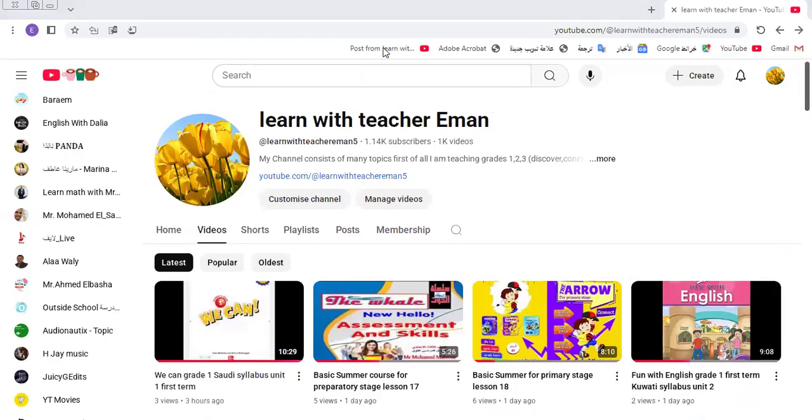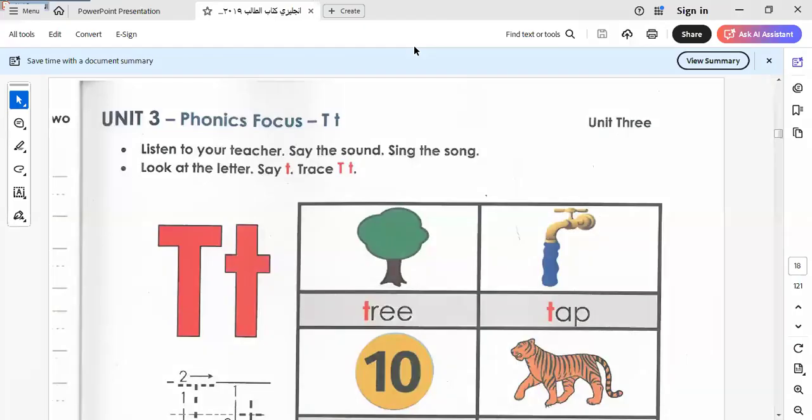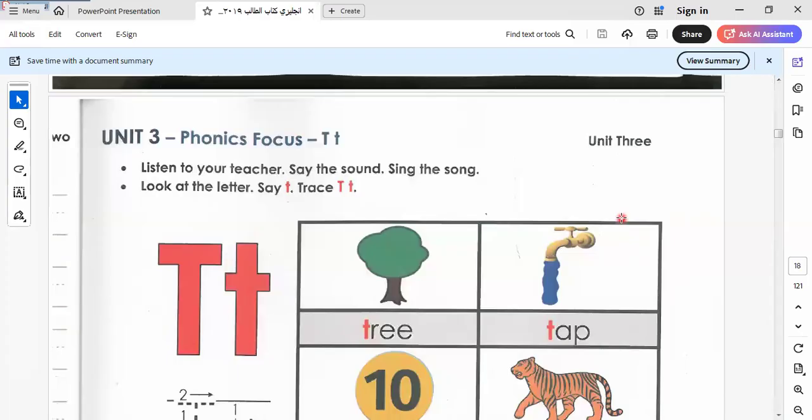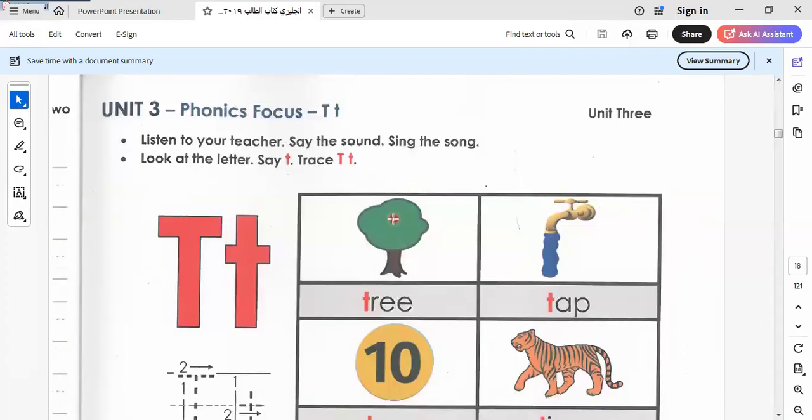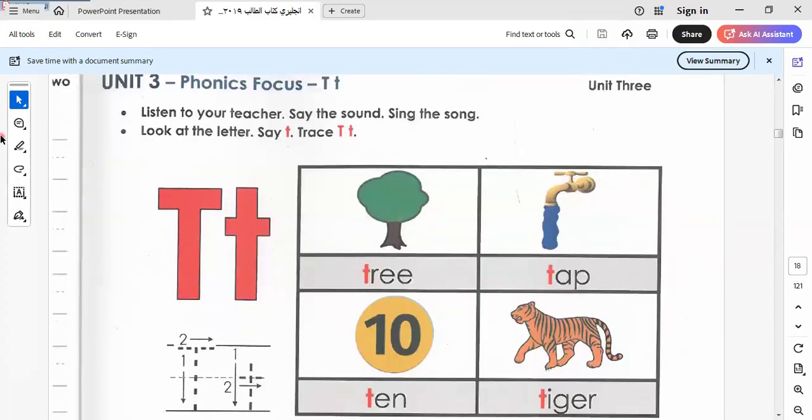Let's go to our lesson today. As we told you before, your book depends on pronunciation, or phonics. Phonics of the letters. Let's go to the phonics letter today. It will be letter T. We write it like this: capital T and small t.